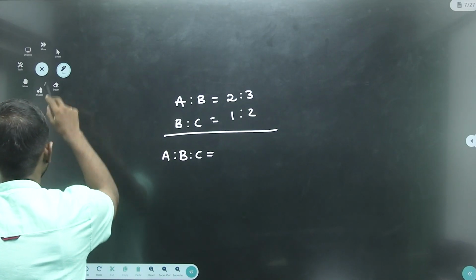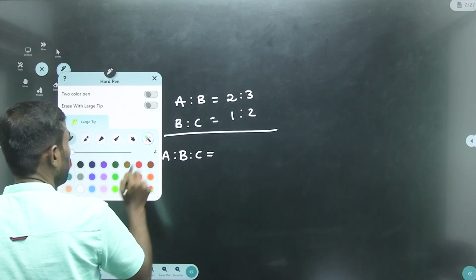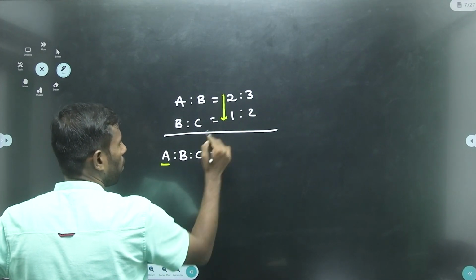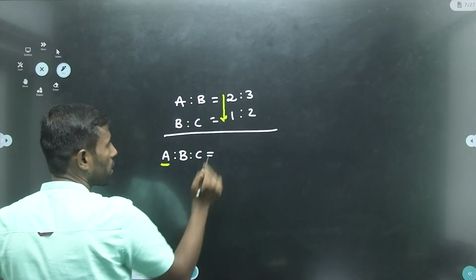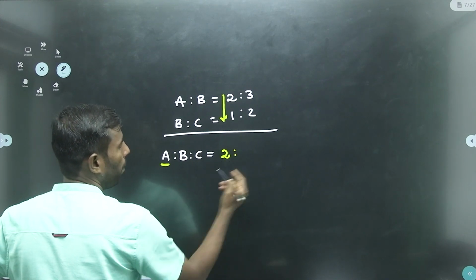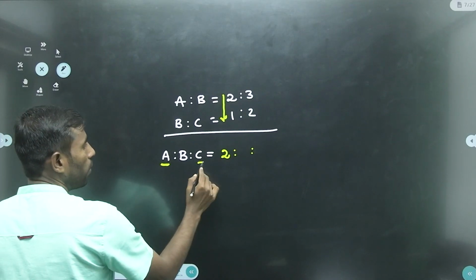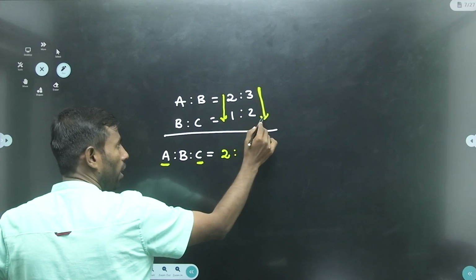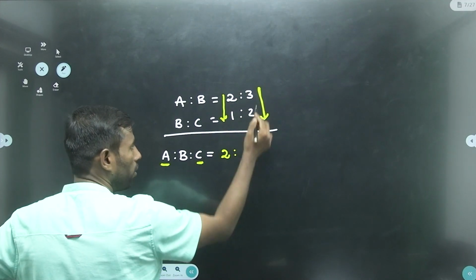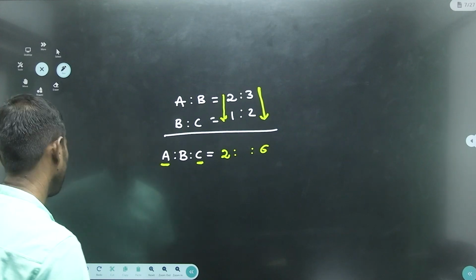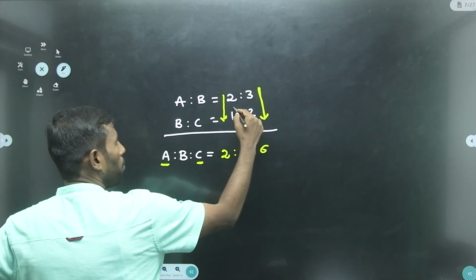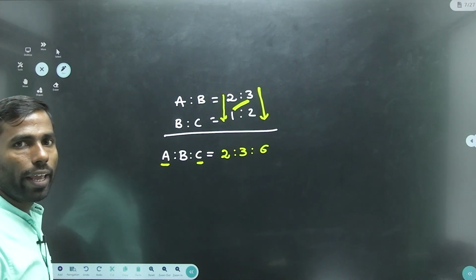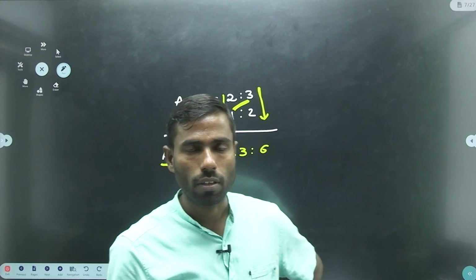Now, listen carefully. We use this method frequently. To find the A ratio value, multiply the first column: 2 into 1 is 2. B, just keep it out. For the last value, C, multiply the last column: 3 into 2 is 6. Coming to the middle value, multiply diagonally: 3 into 1 is 3. So A:B:C is 2:3:6. Hope this part is clear.